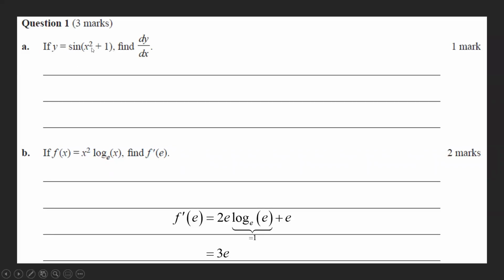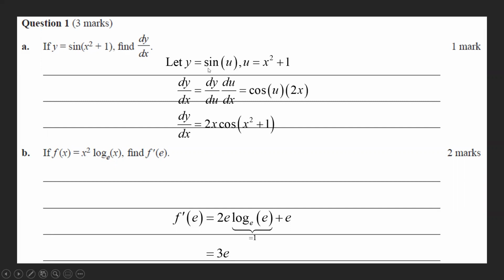If y equals sine of x squared plus 1, find dy/dx. Basically, this is simply the chain rule. So derivative of the inside times derivative of the outside. Sine has derivative cos, and u is x squared plus 1. The derivative of that is 2x. Multiply them together, you get 2x times cos of x squared plus 1.